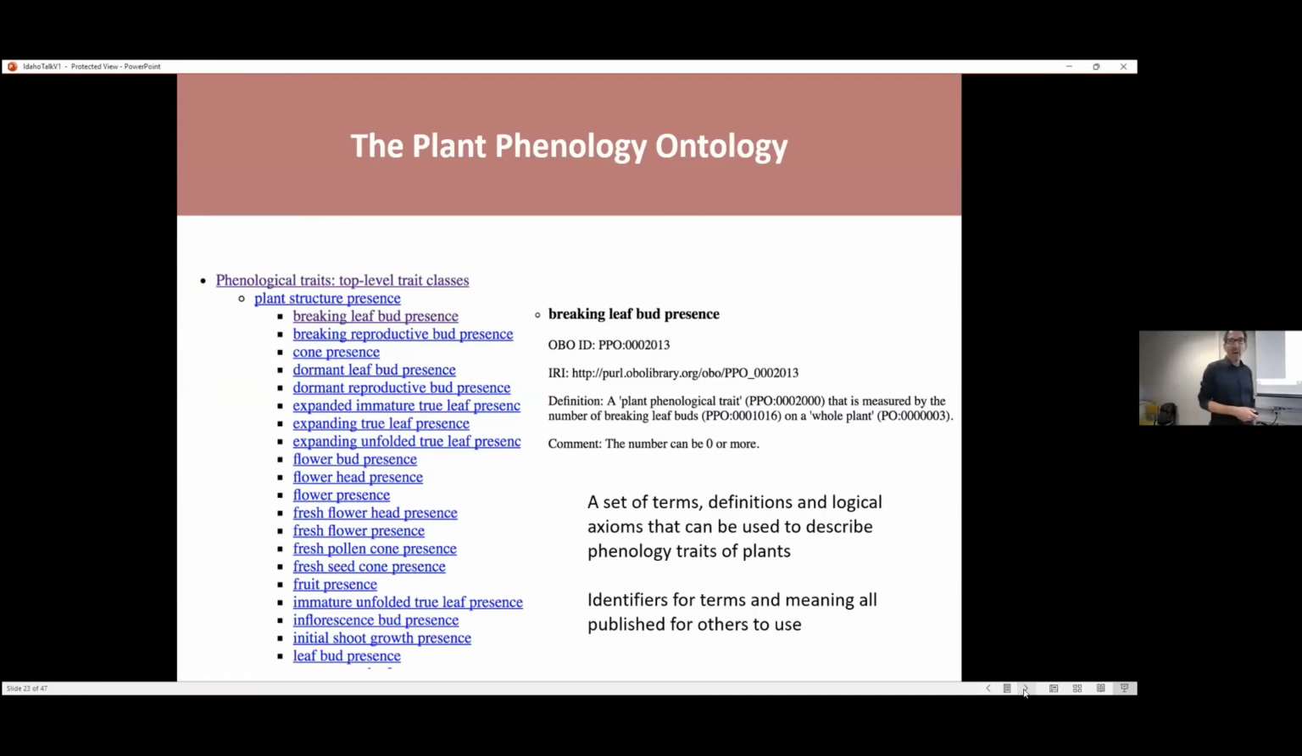So the plant phenology ontology, I'm not going to bore you with the details on how to build an ontology. It's actually a relatively cumbersome process, but the ontology idea is really super straightforward. You basically define a set of terms, definitions, and logical axioms that can be used to describe the phenology traits of plants. You put that online in a way where there are identifiers or URIs, so you can find those definitions and the logic. What you really want to do here is leverage the power of being able to use the hierarchical descriptions of these phenology traits in a smart way.